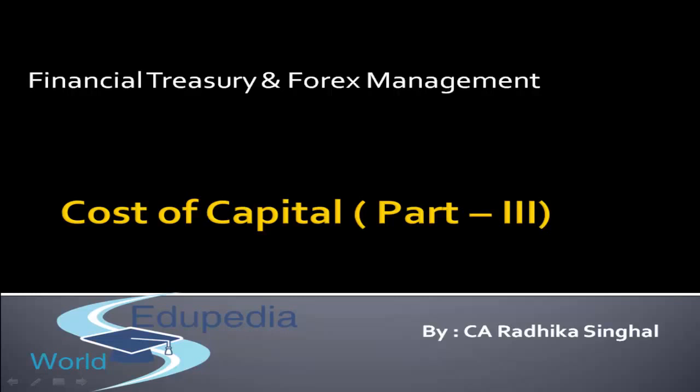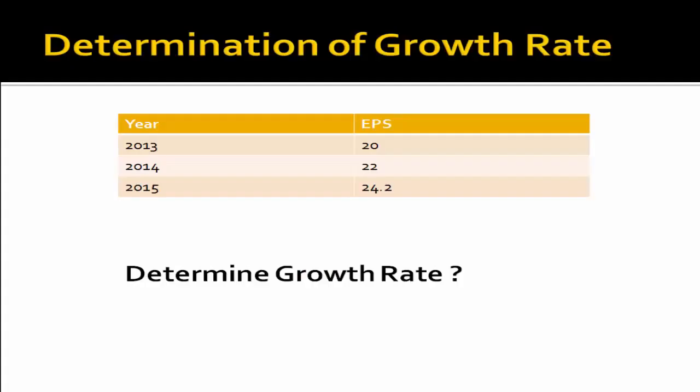In all the examples that I discussed in the last class, I had already mentioned what the growth rate is. What if the growth rate is not mentioned? Can you compute that? Let's say this is the example I have given you. For these 3 years, the earning per share of the company is 20, 22 and 24.2. Can you determine the growth rate at which the company is running?